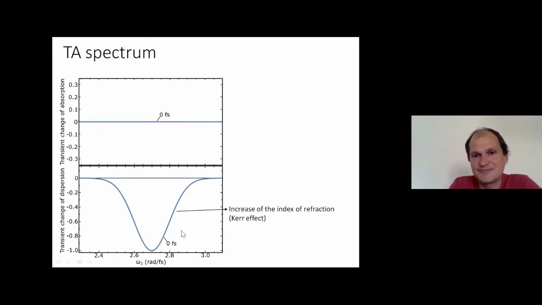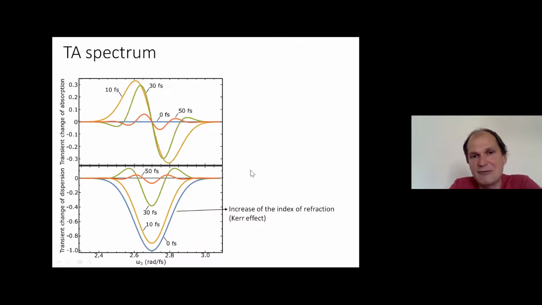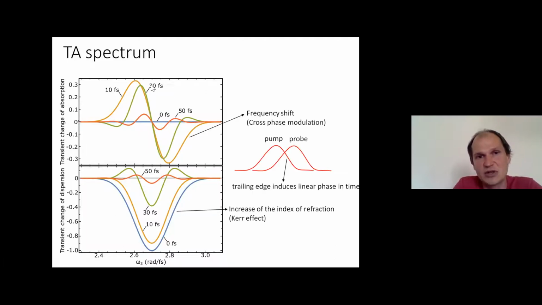And if we let the time fly, we see that as the pulses go further apart, the Kerr effect goes down. But surprisingly, we also see something in the transient absorption spectrum, some change of absorption. It looks like a change of absorption, but actually it's not. It's a frequency shift of the probe pulse induced by the pump pulse. It's due to the cross-phase modulation between these 2 pulses.